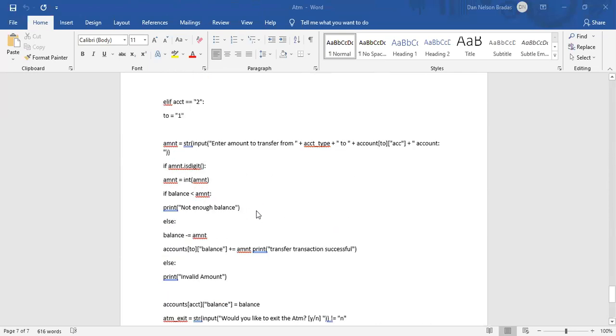Else if account 2 to 1, amount is string input: enter the amount to transfer from account type to account, select inputted account. Then if amount is digit inputted, amount is integer amount. If balance is less than the amount, print not enough balance. Else, balance is decreased by the amount, accounts to balance plus amount, print transfer transaction successful. Else, print invalid amount.